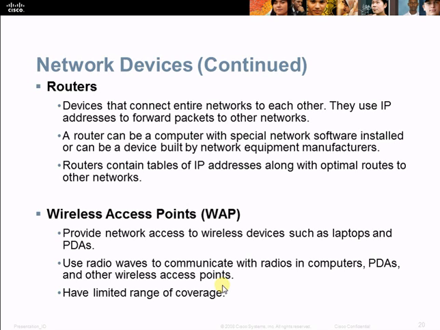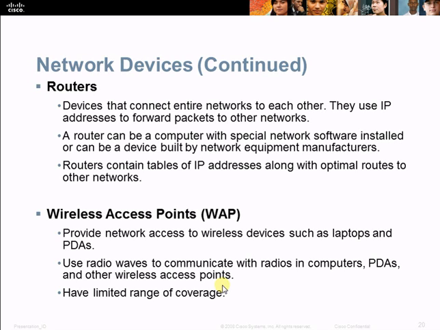And a router can be a computer with special network software installed on it, or it can be a device built by a network equipment manufacturer. A lot of times people will buy specific routers to do this, especially if you're in a large network in a company. You're going to want your routers to be separate devices. So remember, the routers contain IP addresses along with the optimal routes to get to other networks. What makes our networking so fast is our routers can determine what the best route is.